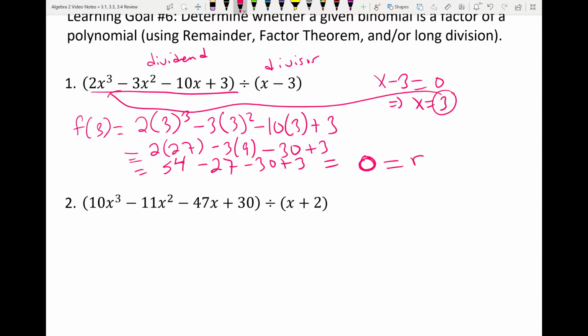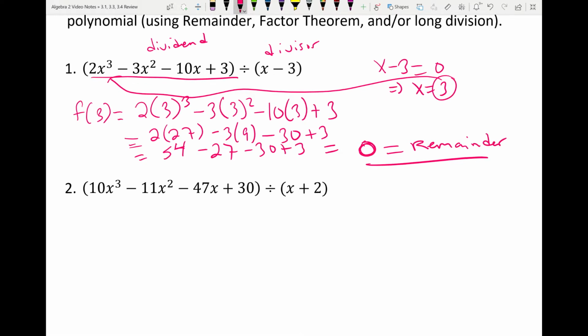So this is our remainder. We know that our remainder is equal to 0. Now, since our remainder is equal to 0, this means that x minus 3 is a factor. Remember, the remainder theorem says that if you plug the number from the divisor into the dividend, that'll give you the remainder. If that remainder is 0, then the divisor is a factor. If that remainder is not 0, the divisor is not a factor.